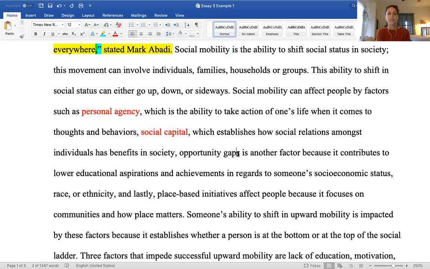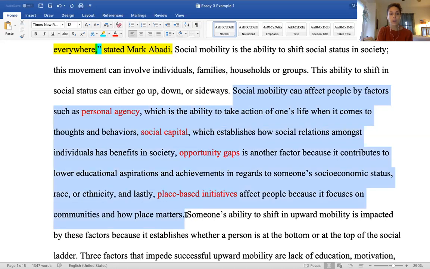Opportunity gaps is another factor because it contributes to lower educational aspirations and achievements in regard to someone's socioeconomic status, race, or ethnicity. And lastly, place-based initiatives affect people because it focuses on communities and place and how place matters. Wow, so let's look at how long this sentence is. It starts here and it goes all the way here. That is what we call a run-on sentence.